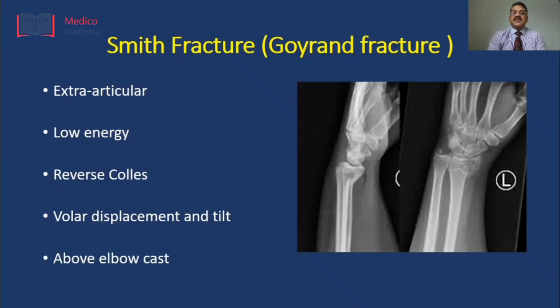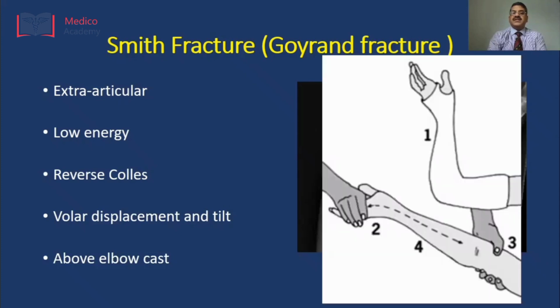This is treated in an above elbow cast to neutralize the deforming forces, and this is the reduction maneuver, and this is the plaster. It is an above elbow cast with the forearm in supination with the elbow flexed to 90 degrees, and the wrist is kept in a dorsiflexed position, the so-called beggar's position.